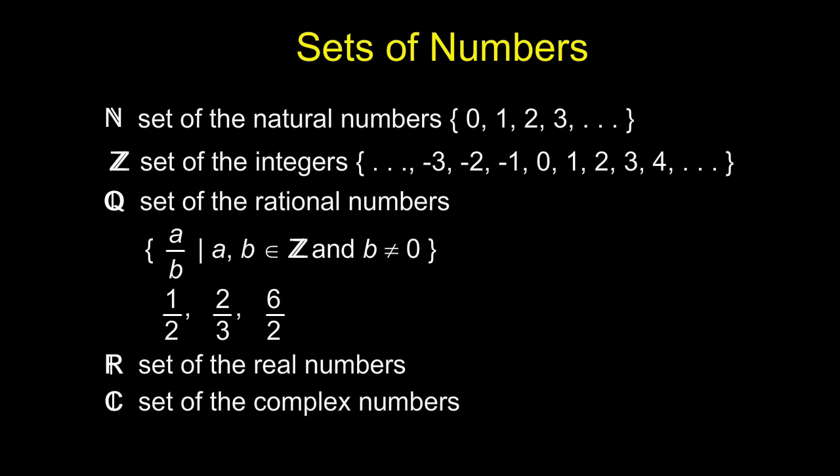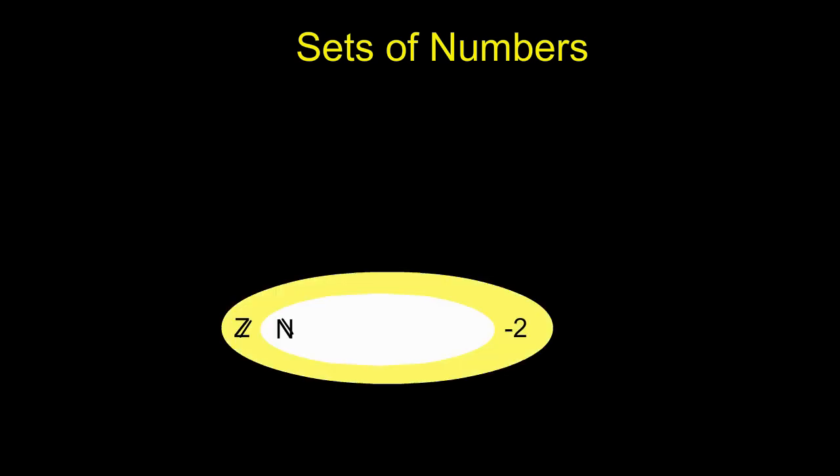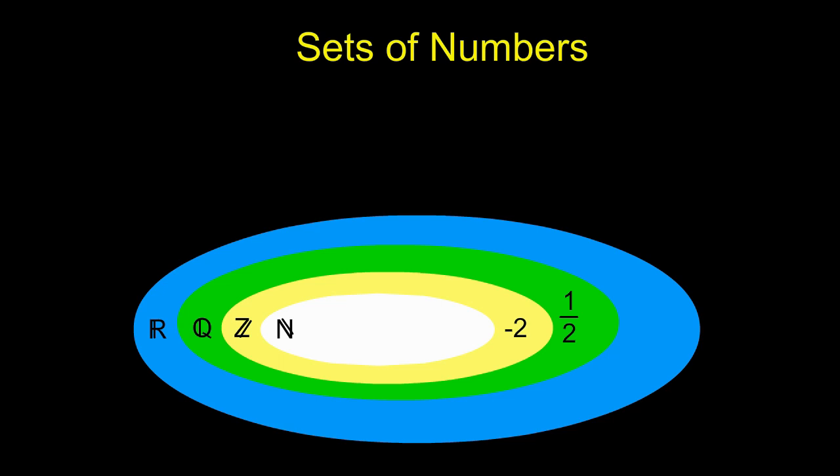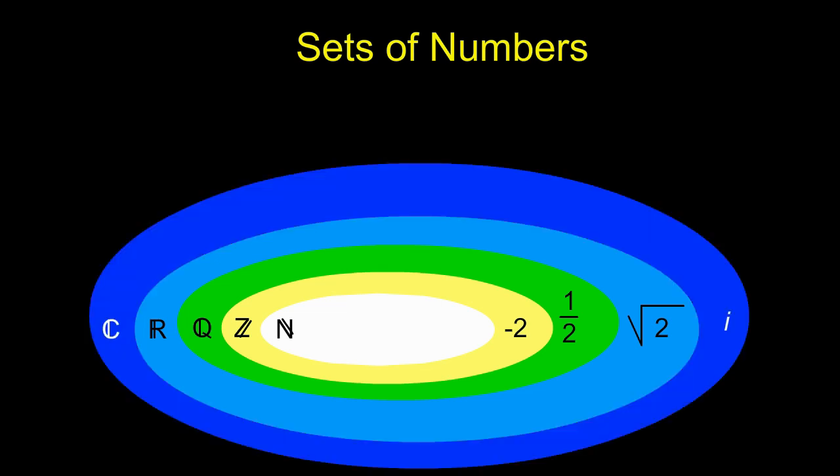The structure of these sets is as follows. N is a subset of Z. The negative numbers belong to the N complement. Z is a subset of Q. A half is an example of a member in Q but not in Z. Q is a subset of R. Square root of 2 is an example of a member in R, but not in Q. It is an example of an irrational number. R is a subset of C. The complex number i is an example of a member in C, but not in R.